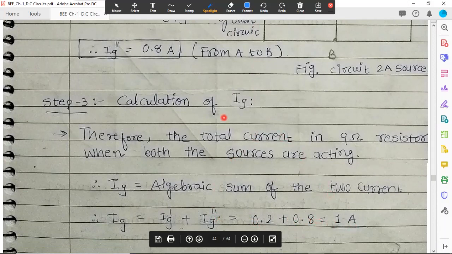So this is all about Thevenin's theorem, Norton's theorem, and superposition theorem.